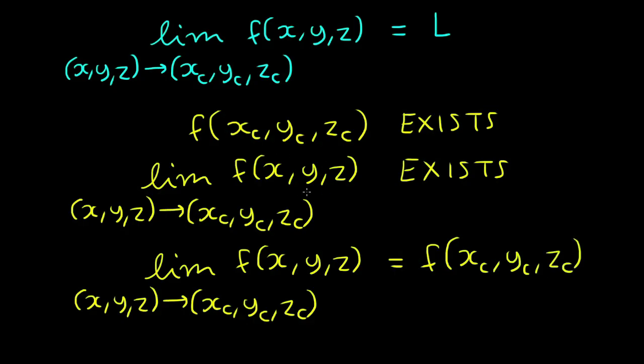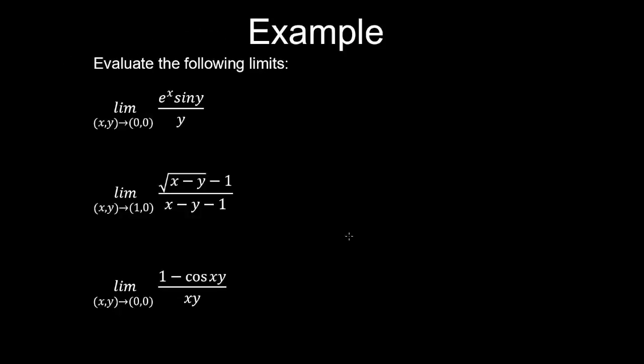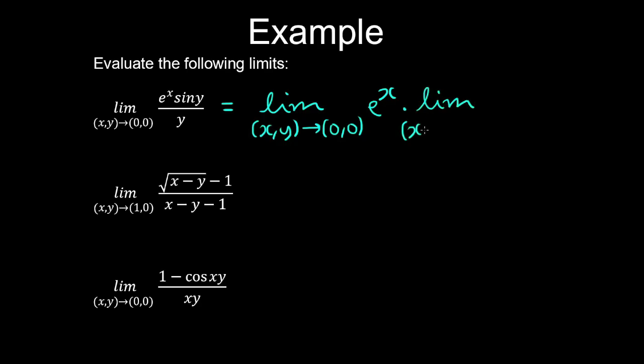And now we'll cover some worked examples. Let's evaluate the following limits. So with the first limit, we can apply the product rule. So we take the limit of e to the x and multiply that by the limit of sine y on y. So as x, y approaches a fixed point with coordinates 0 and 0, we get e to the 0, which is 1, multiplied by the second limit, which also evaluates to 1, so that gives 1.